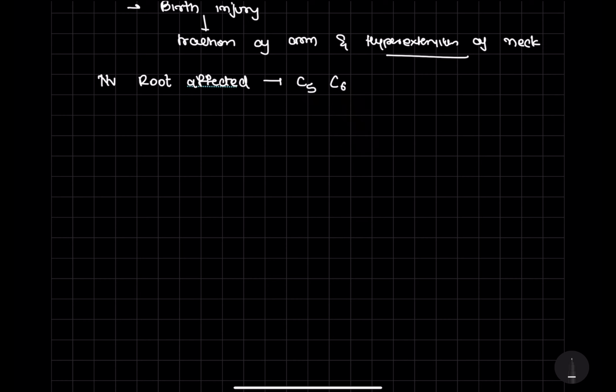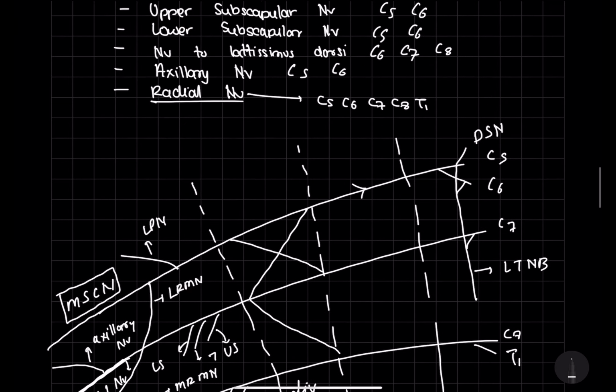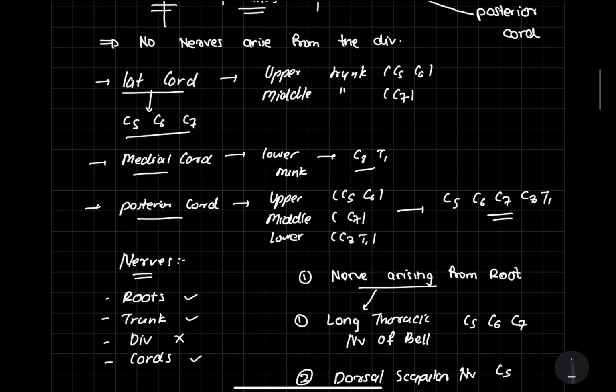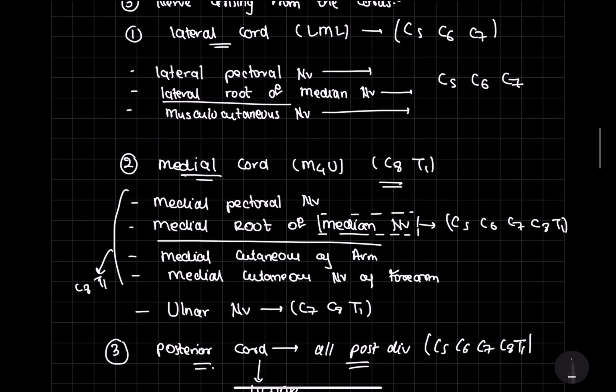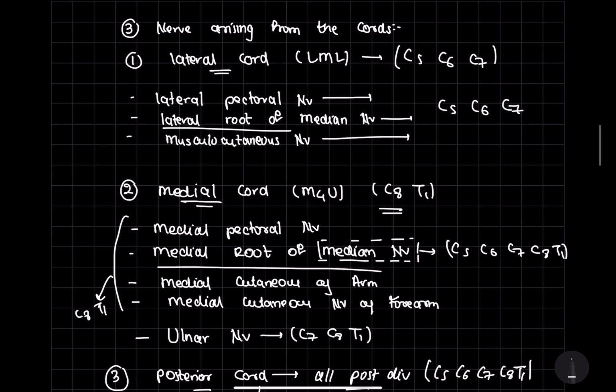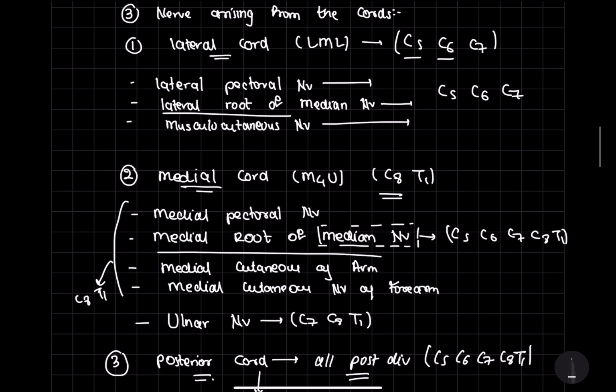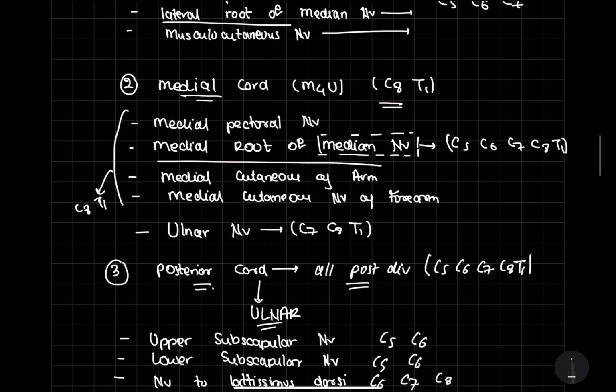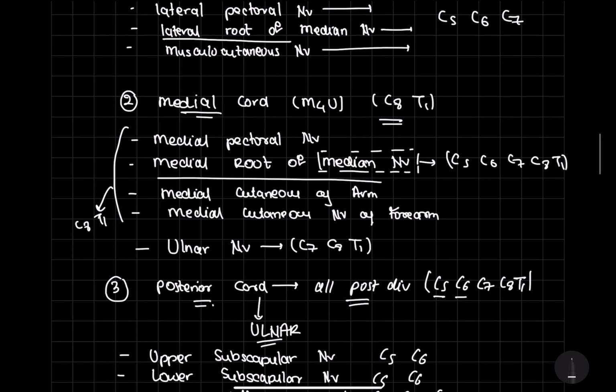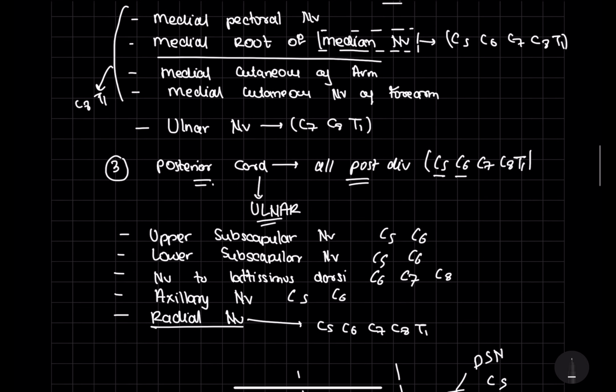C5 and C6 gave us some branches. They gave us the upper trunk. From the upper trunk, it gave us the lateral cord, and it also gave us the medial cord. See here, where it is. C5 and C6 are a portion of the lateral cord. They are a portion of the posterior cord as well.